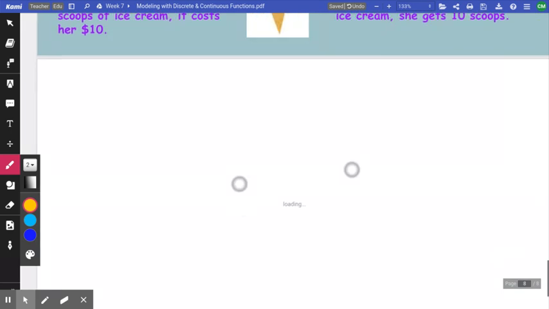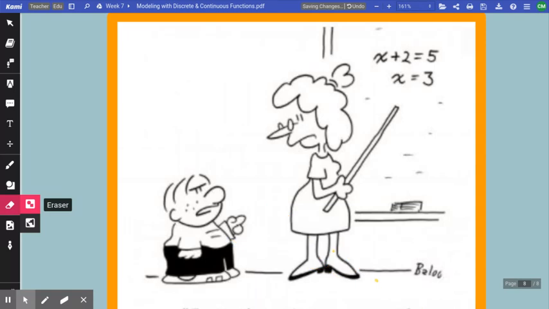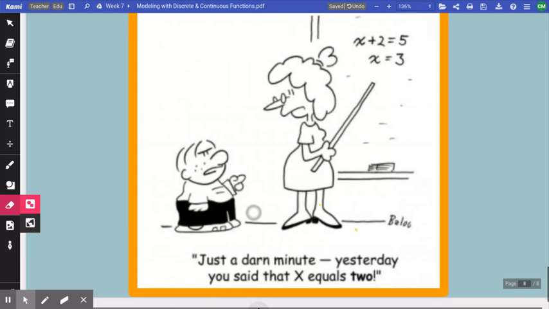The other thing I want to do is just leave you with a little cartoon for today. Okay, so you can see the teacher's at the board, and the little boy says, "Just a darn minute. Yesterday you said that x equals 2. Now today x equals 3."